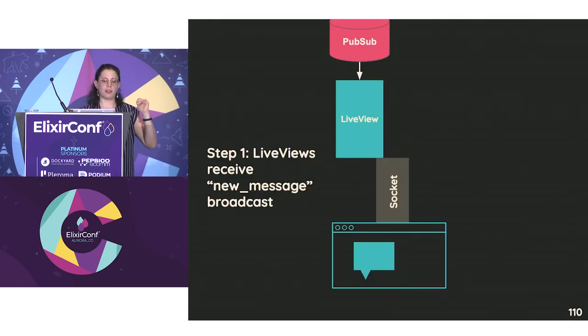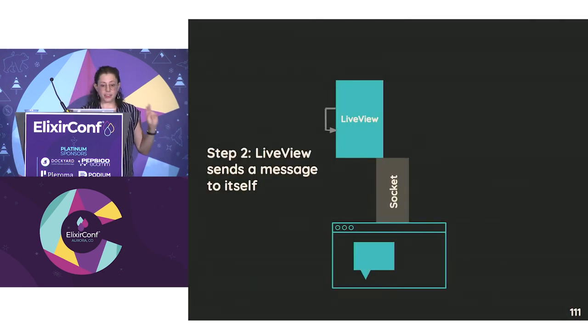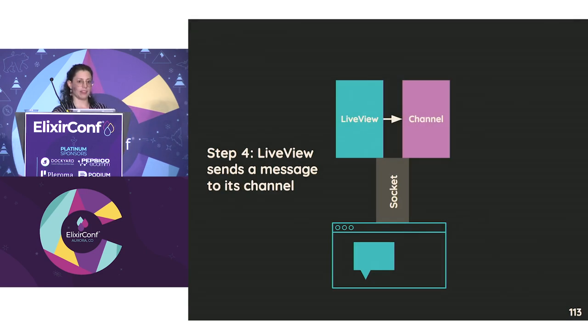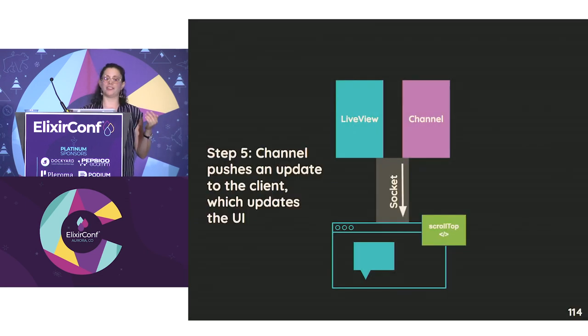All the various subscribing LiveViews will receive this broadcast from PubSub instructing them that a new message has been added to the chat. At this point in time, each LiveView will send a message to itself that then hangs out waiting in the inbox. Then LiveView finishes the work it was doing, which was to update socket assigns and re-render the template. Then it can process the message waiting in its inbox, which is telling it to tell the channel something. Then the channel will respond to that message by pushing something down to the client that will fire our custom JavaScript.